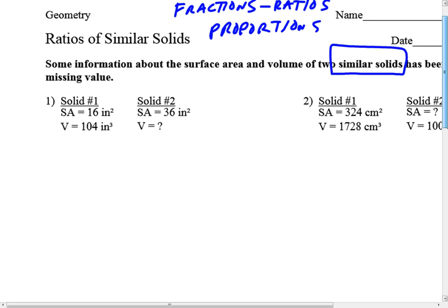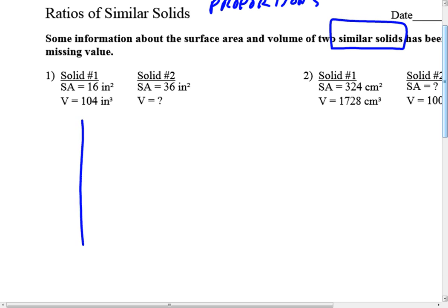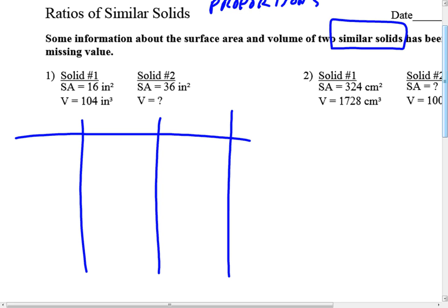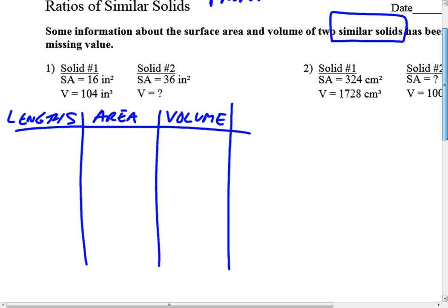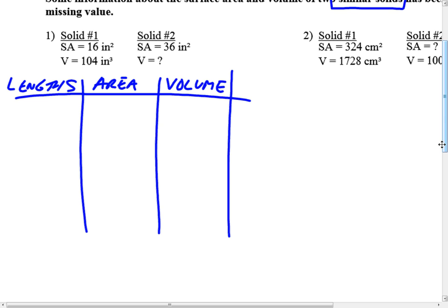I'm going to make 3 columns here underneath: 1, 2, 3. First one, lengths. Second one, area. Third one, volume. And we start with what we know. We don't know any of the sides or lengths.